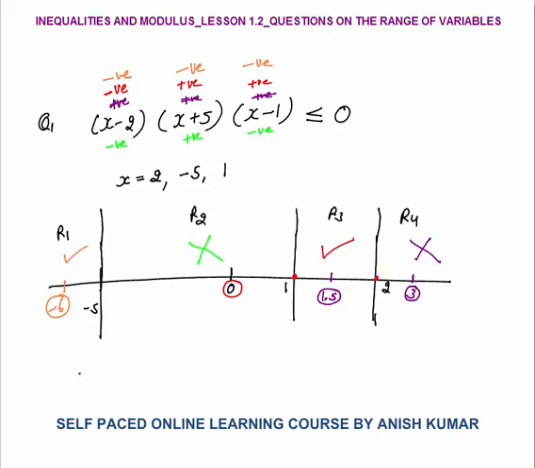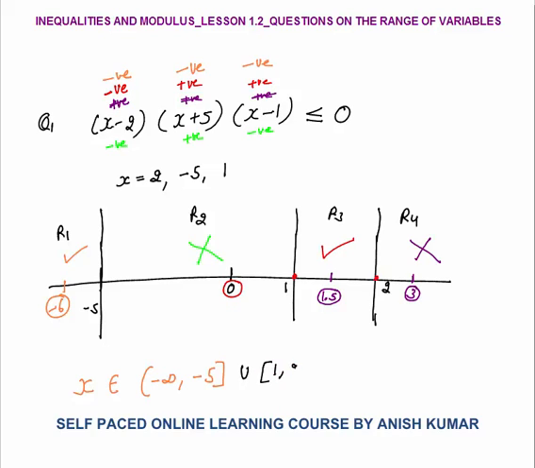My range of x will be x belongs to minus infinity to minus 5. Minus 5 will be included because we want that this is less than equals to 0. Equal to 0 will also count. So this will come minus infinity to minus 5. Minus 5 will be included.